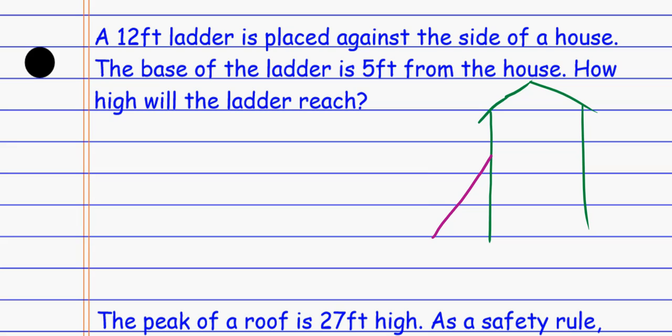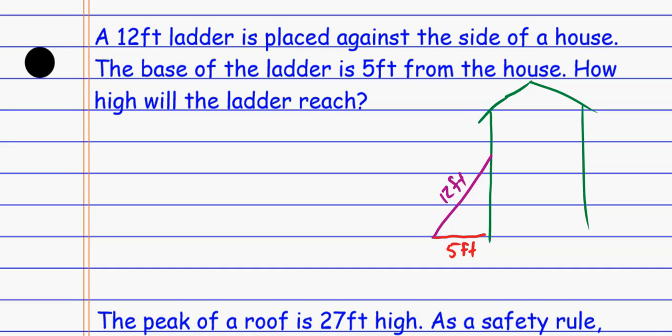And that's a 12-foot ladder. So that measurement is 12 feet. That's the length of the actual ladder. And then it says the bottom of the ladder, the base of the ladder, is placed 5 feet from the house. So right here, this is a distance of 5 feet. And so what we've done is we've created a right triangle.